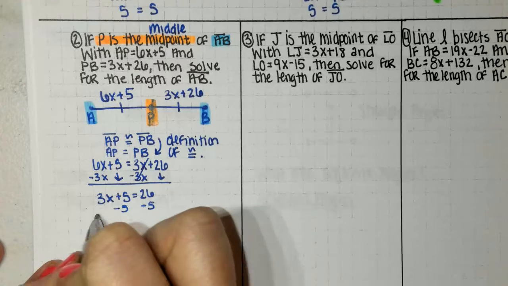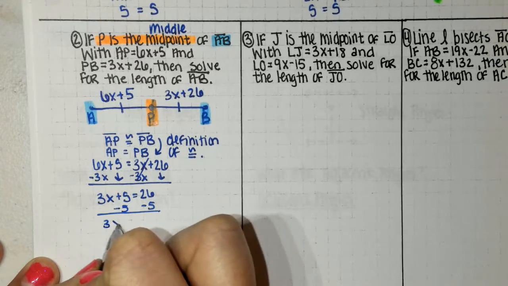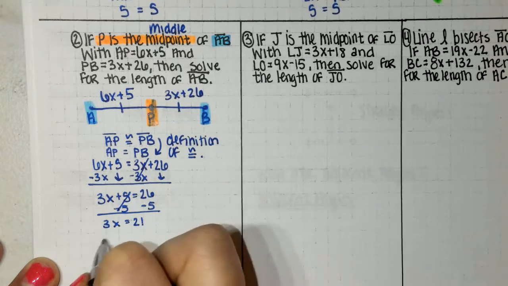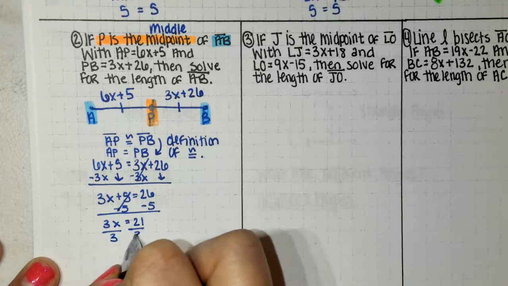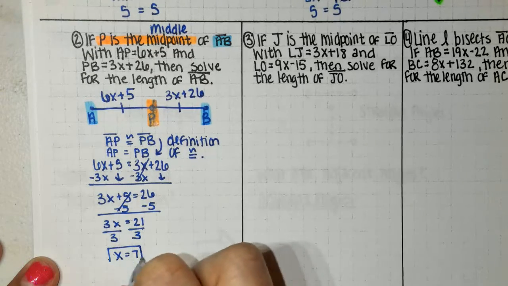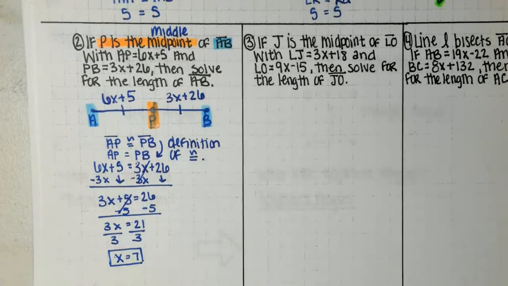So minus 5x. So 3x, these cancel. 26 minus 5 is 21. To get x by itself again, we're going to divide by 3 and we get an x value of 7. Okay, so x is 7.